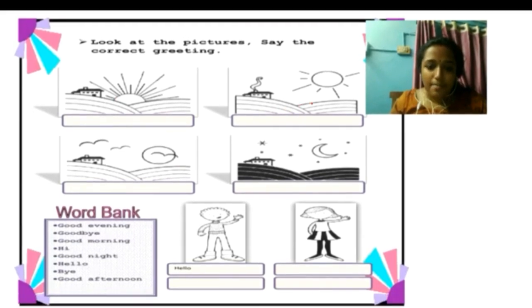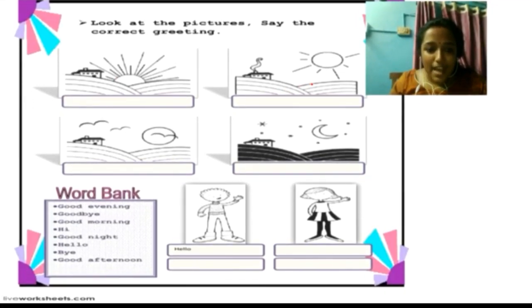So now it is the second image. What will be the second image? Good afternoon. Okay. What will be the third image? The sun is almost about to fade. So what will be the greeting for the third image? It is good evening.